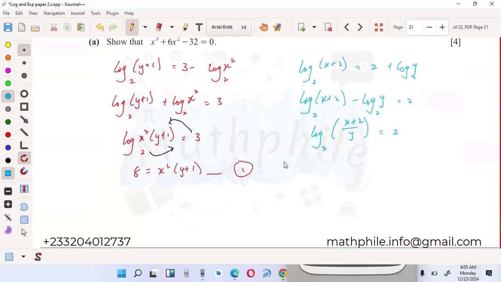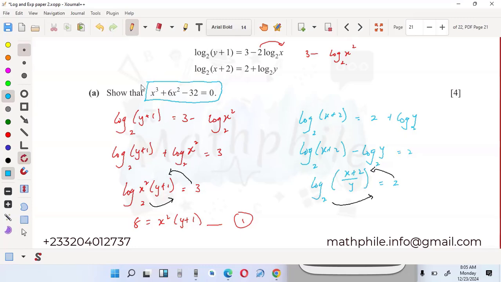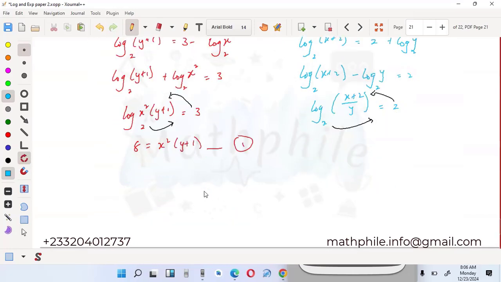Okay, so how would you continue from here? So I'm done. Is it y is 0 and x is minus 2? No, if not, you are not done. They never said you should solve the equation. They said you should show that x cubed plus 6x squared minus 32 equals 0. So you are not done. You are solving the equation. The solving part will be the second part.